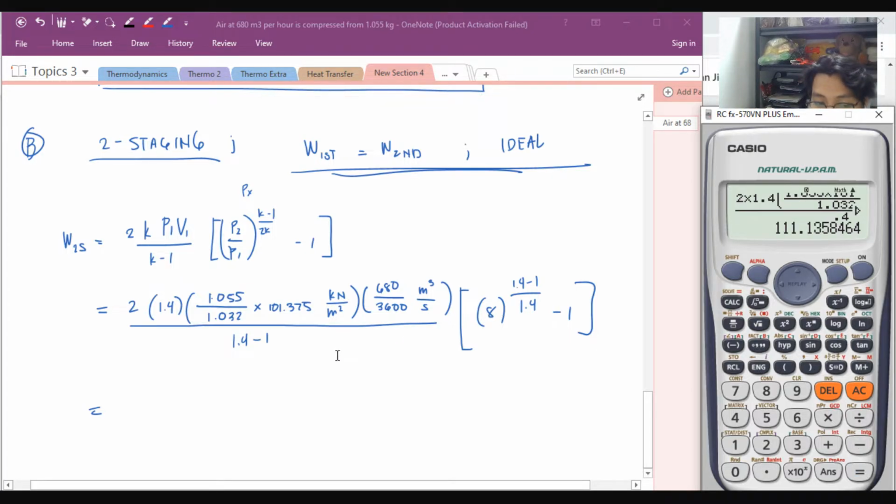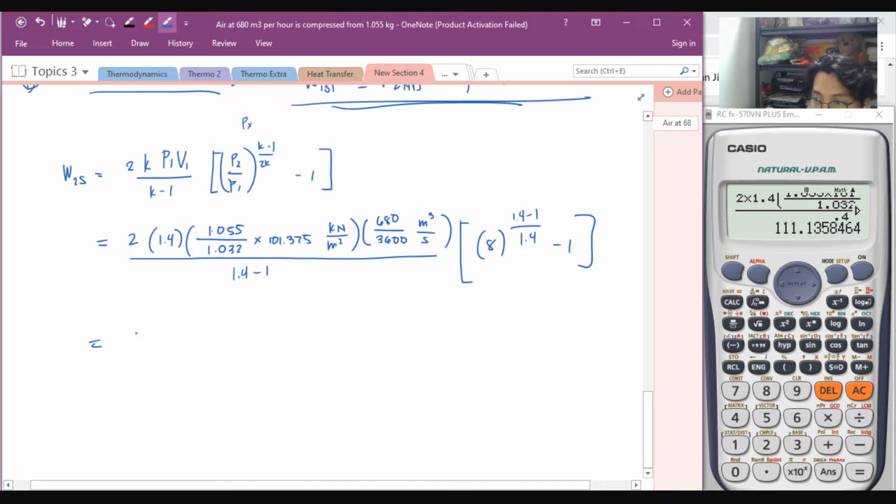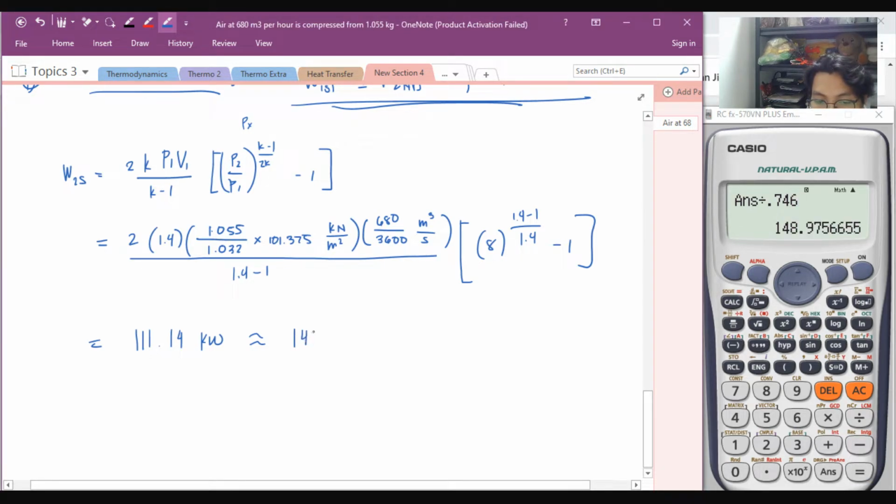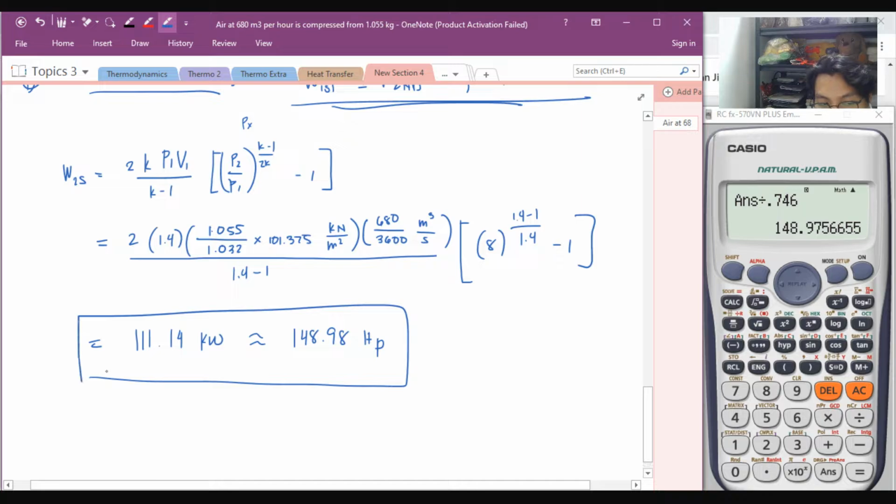So that is the minimum power. Okay? Minimum power is 111. Divide mo lang ng 2 para malaman mo yung first stage power niya. So, 314 kilowatts. Approximately, multiply na lang natin ng, or divide natin ng 0.746. That is 148.98 HP. That is for the second staging.